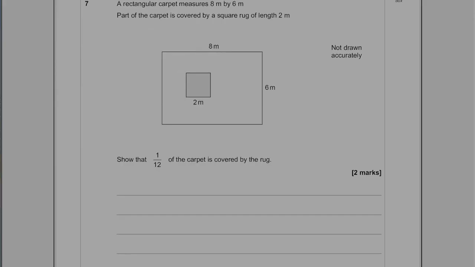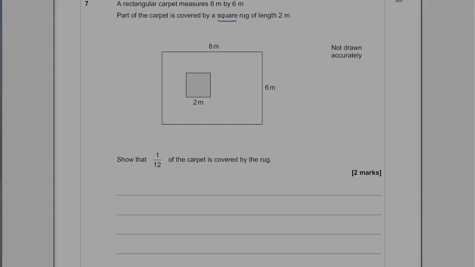Question 7. A rectangular carpet measures 8 meters by 6 meters. Part of the carpet is covered by a square rug of length 2 meters. So we're told that it's a square. Show that 1/12 of the carpet is covered by the rug.